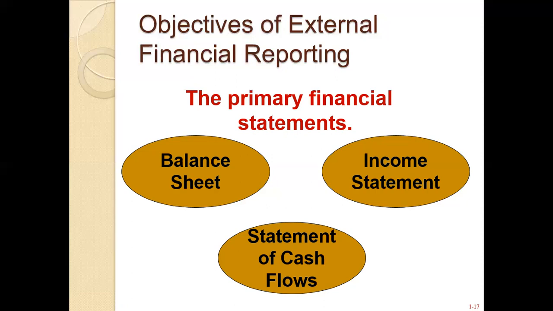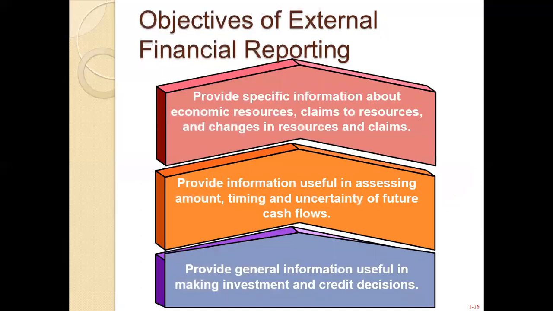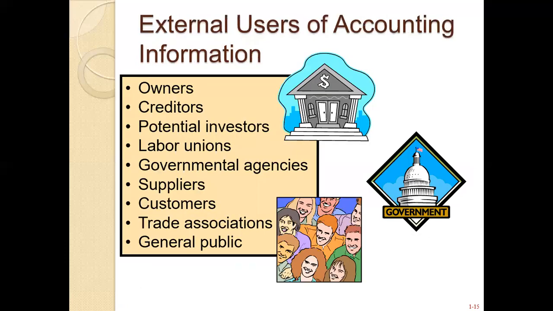Okay class, now back. These are basically the external users of accounting information. The reports we have already discussed. Again, as we discussed in the accounting system, owners, creditors and potential investors are the people who invest in a business on a temporary basis.